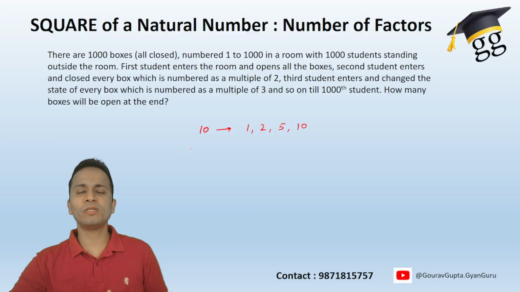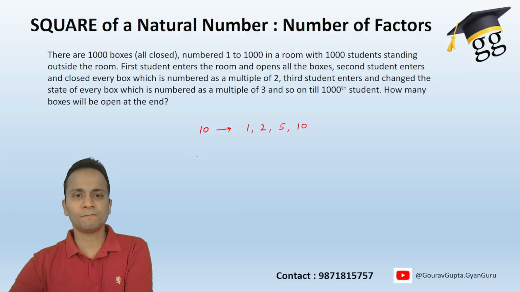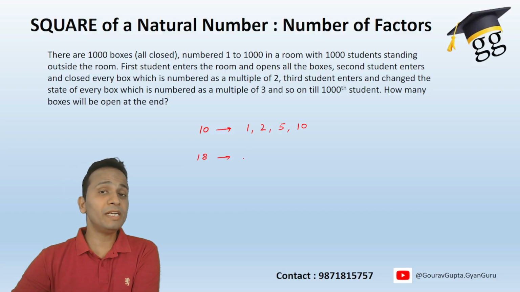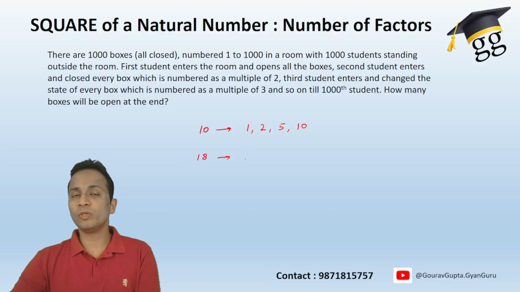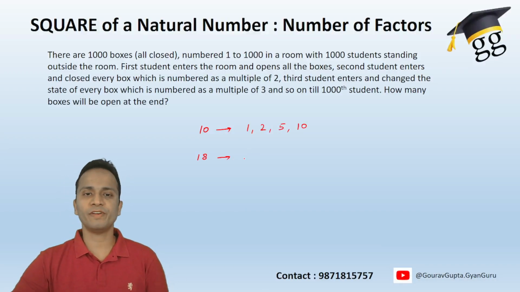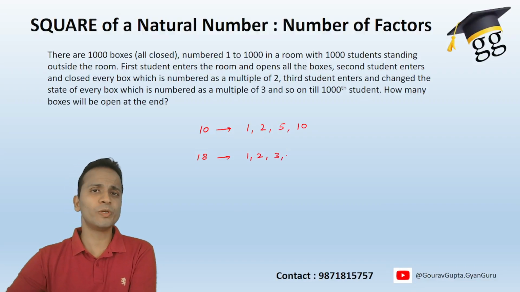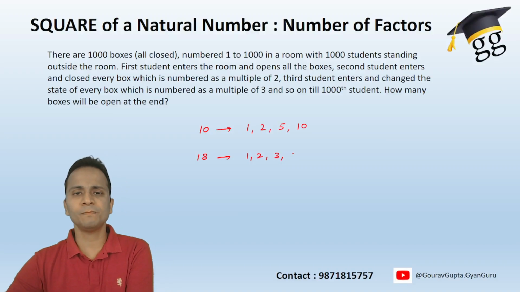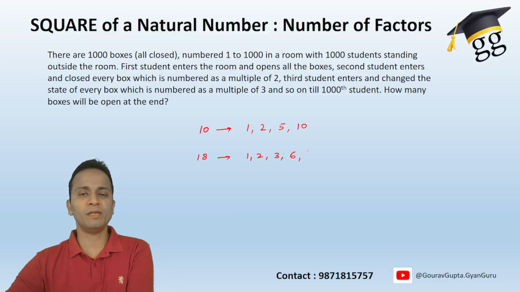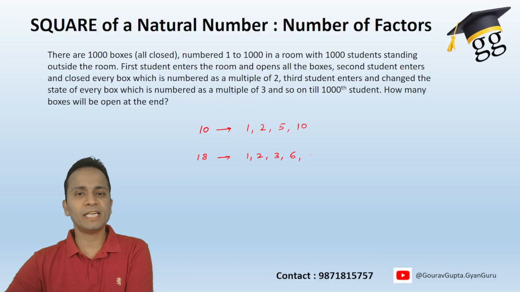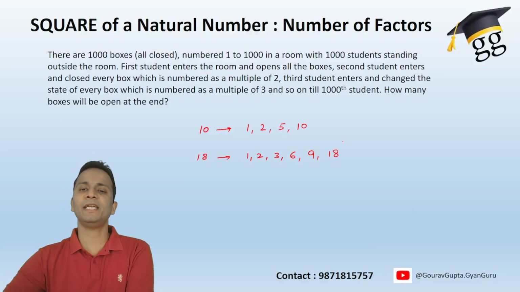Likewise, let's talk about any other random box. Let's say box number 18. Box number 18 will be touched by any student who is a factor of 18. So first student, second student, third student, not the fourth student because 4 is not a factor of 18, not fifth, then sixth student, yes, it will be. Then 7, 8, nahi hoga, 9, and then directly 18.